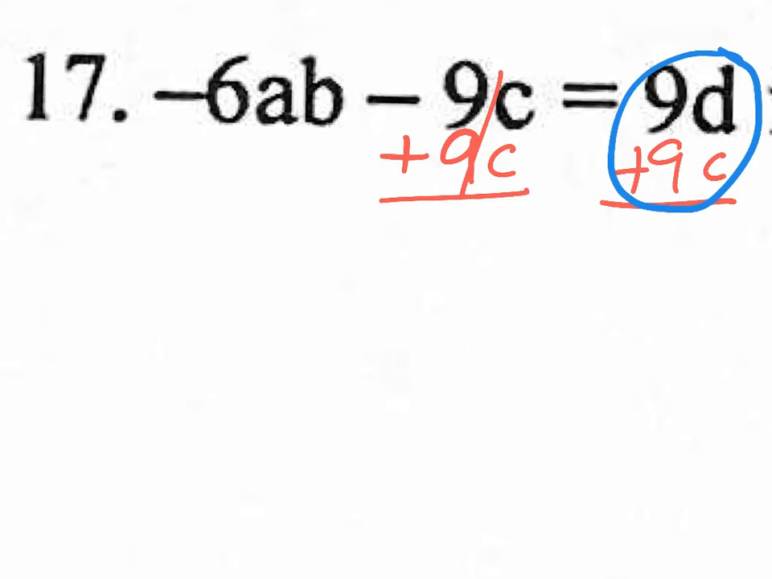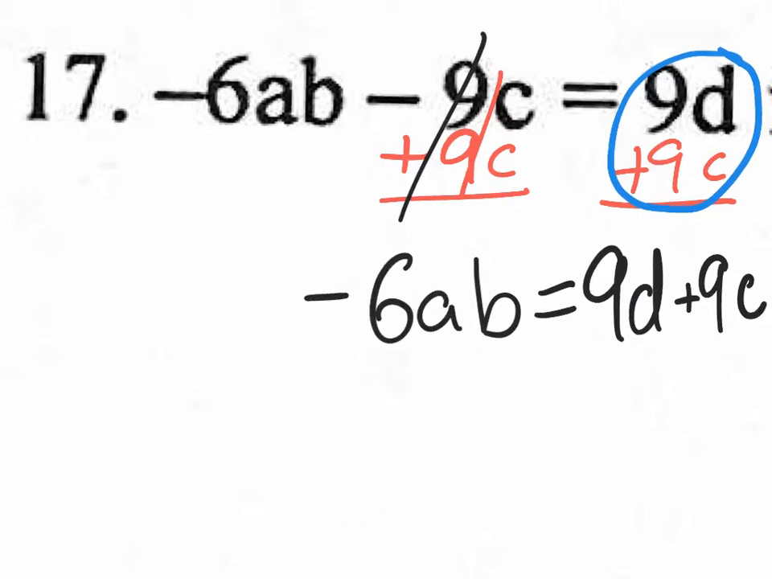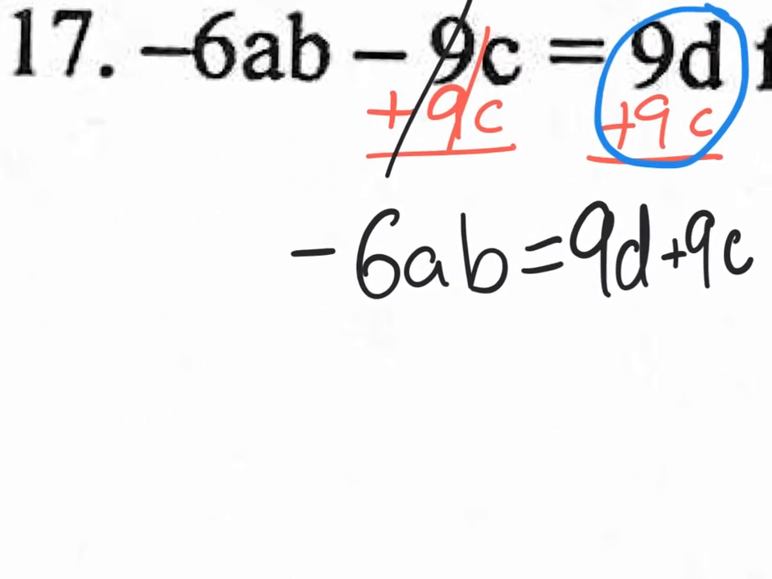So here's my equal sign. On this side, I want to put the 9d plus 9c. You couldn't actually add those. What do we have left on the left side? Well, this canceled out. On the left side, we do have the negative 6ab. You know what? I already forgot what I'm solving for. What are we solving for? A. Okay, so we want to get a by itself.